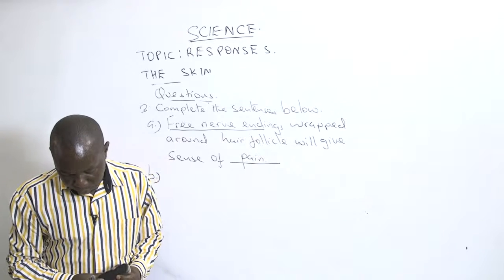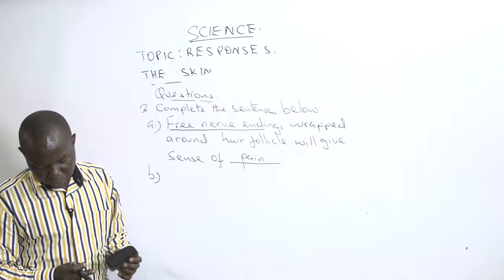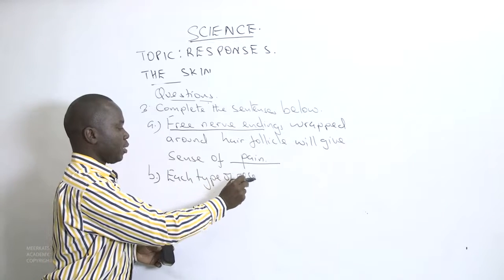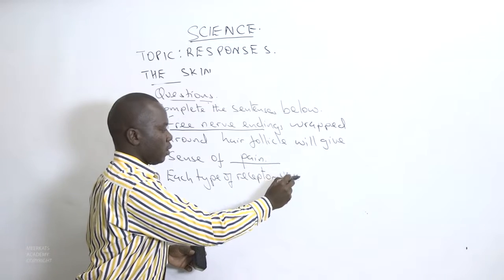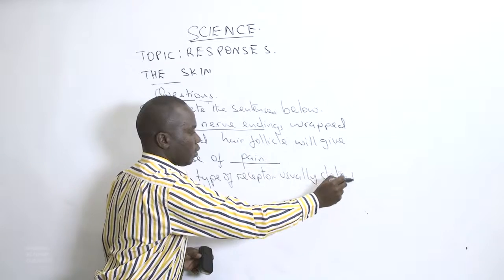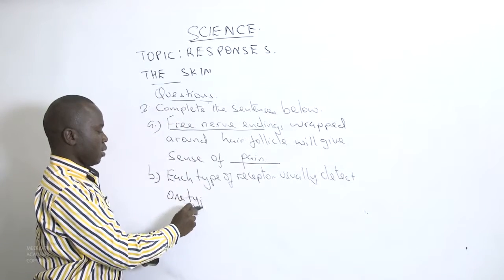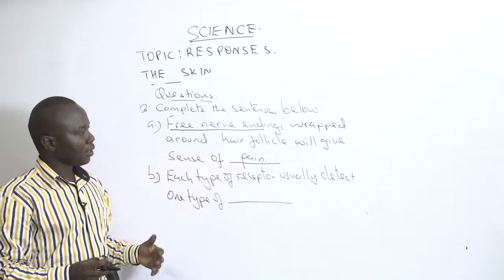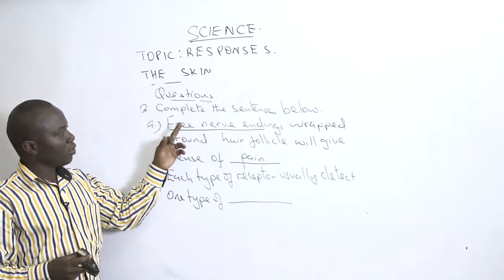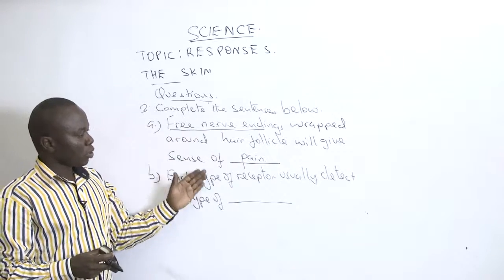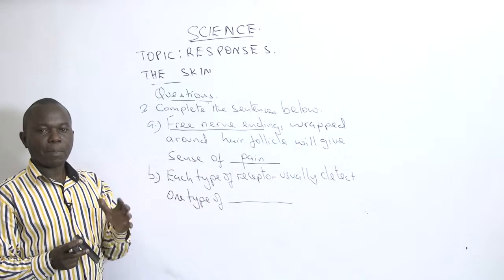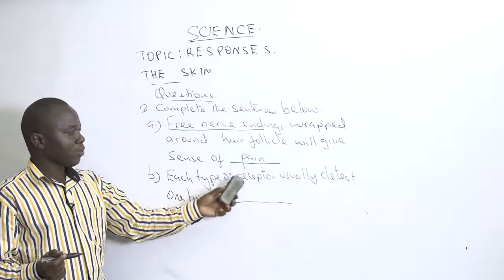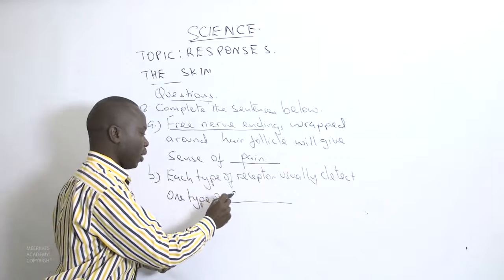Then B, each type of receptor usually detects one type of dash. We have had several: the Meissner's corpuscles, the Pacinian corpuscles, free nerve endings, thermoreceptors. All of them detect change in the environment, but the changes are different. Those changes in the environment, we usually give them a name. So each type of receptor usually detects one type of stimulus.